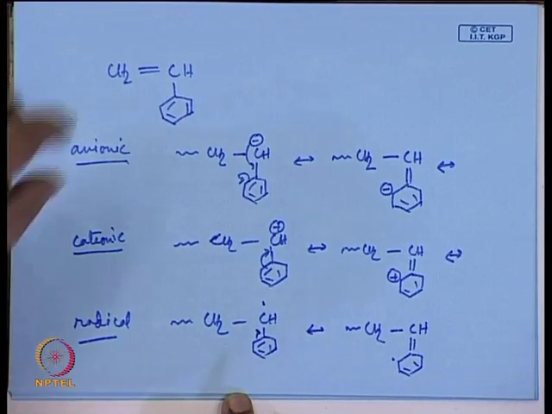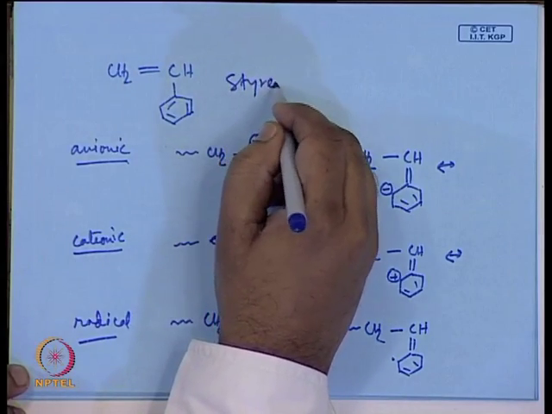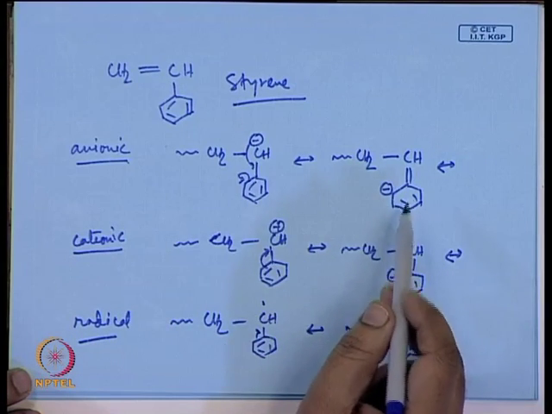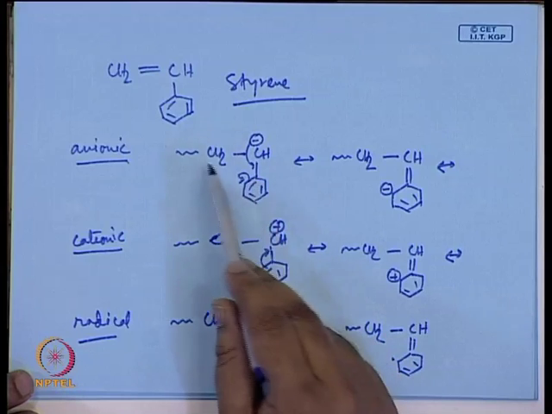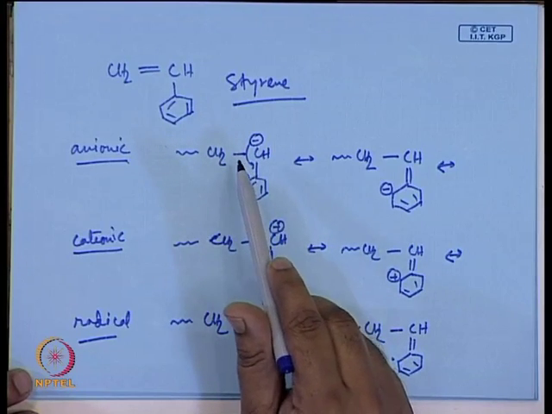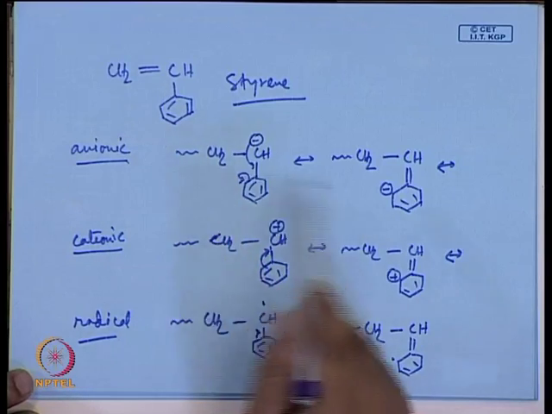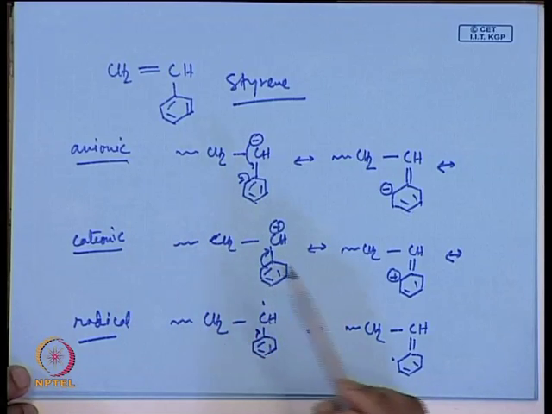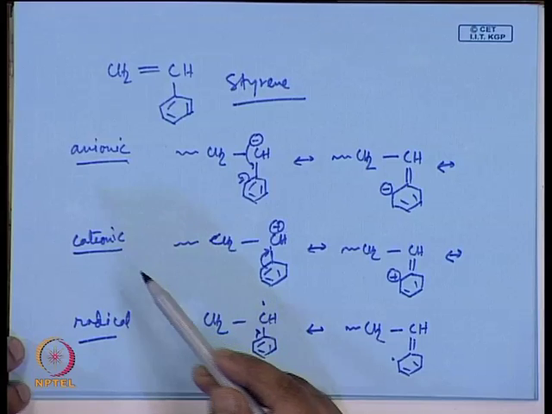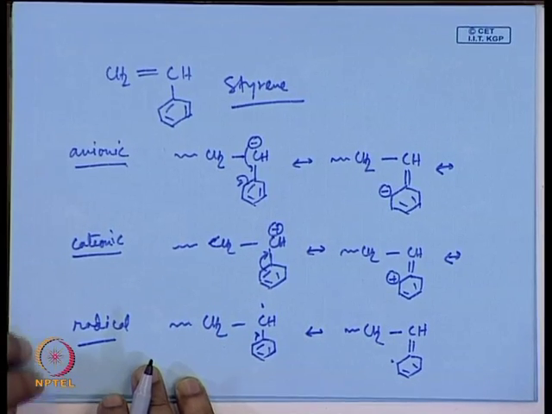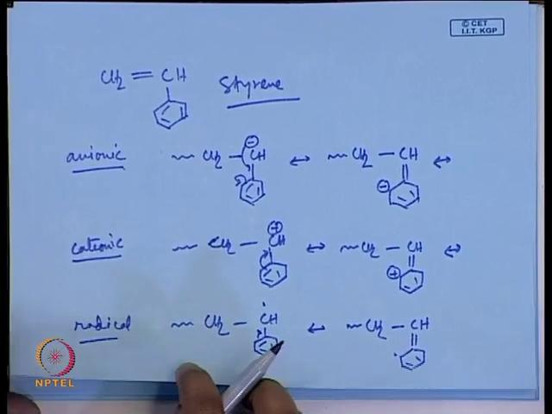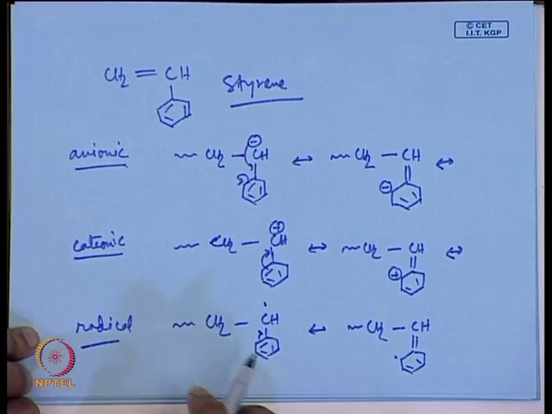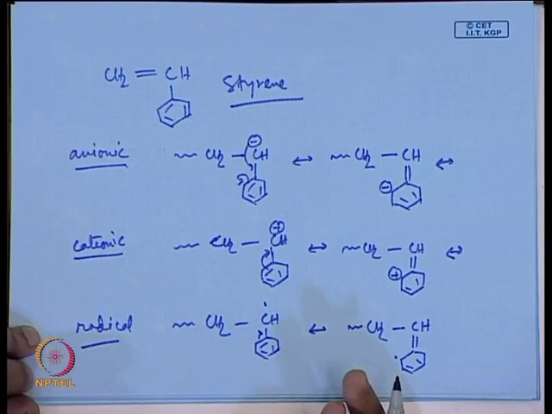Okay. Now, if I have a monomer like styrene, you can see that in each of these cases, anionic, cationic and radical, the reactive species which is forming because of the reaction of the monomer with the previous reactive species can be easily stabilized by a resonating structure in all three cases. So, styrene is an example where it can be polymerized by anionic, cationic or radical initiators. So, these are examples of how the structure of the monomer will determine whether it can undergo chain polymerization by an anionic, cationic or radical initiator.